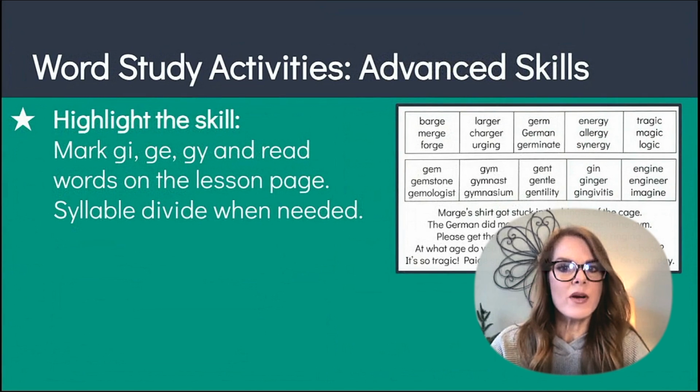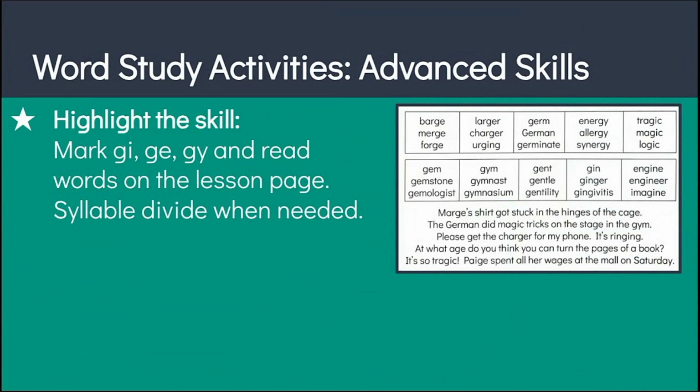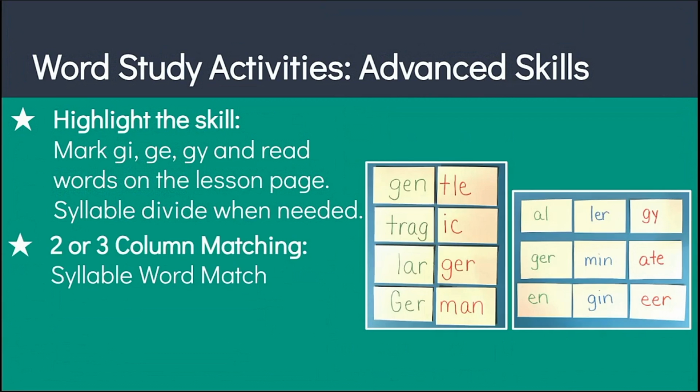For students who have more advanced skill levels, you can try some of these activities. Students can work with the words in the middle section of the lesson page and highlight the GI, GE, GY, read the words, and divide the words into syllables as needed. After marking and reading these words, you can have them do a 2 or 3-column matching activity where they match syllables to make a 2 or 3-syllable word.